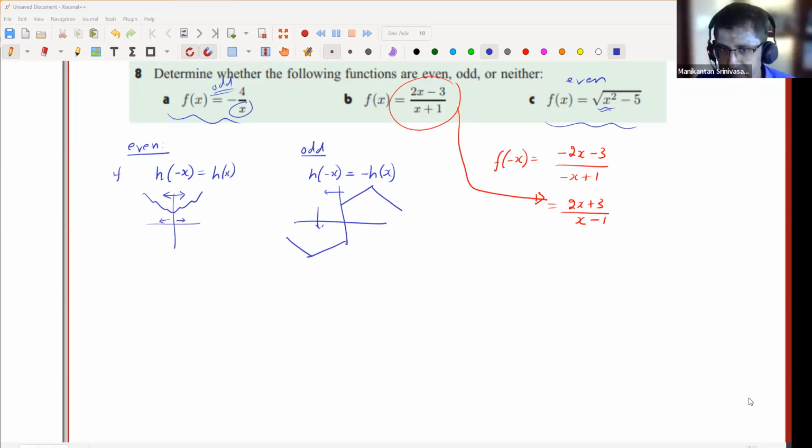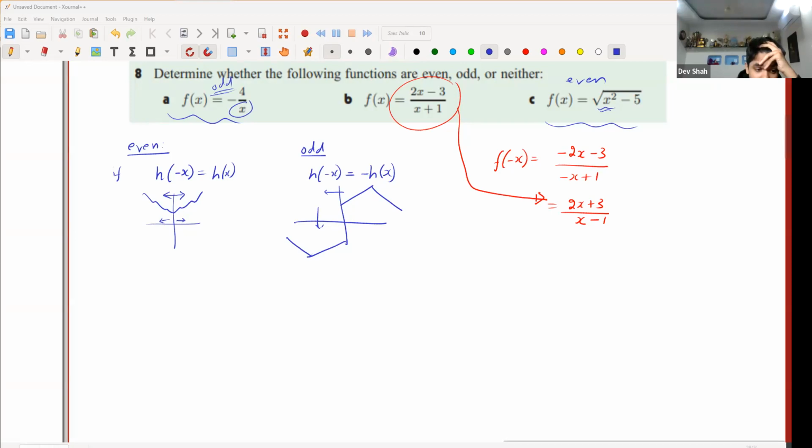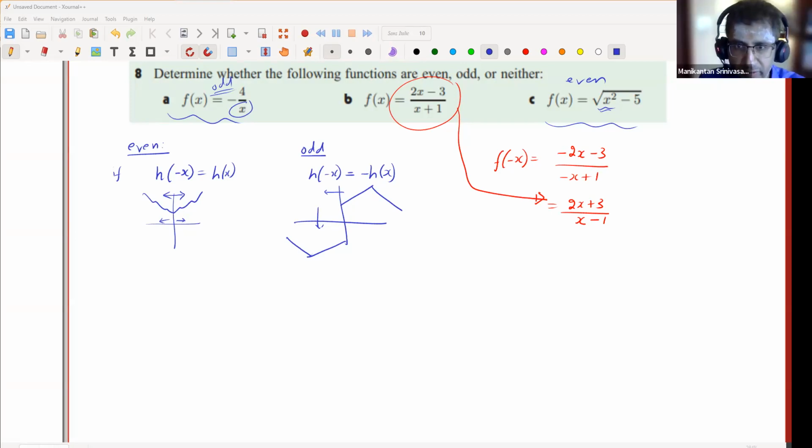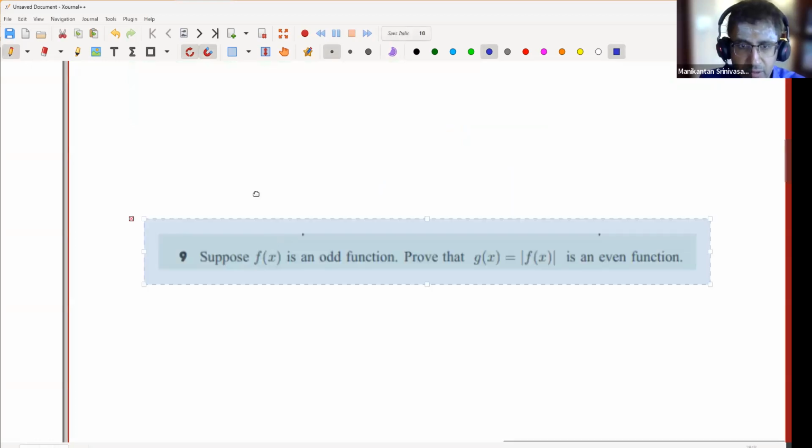Dev. So I have 2C9. And also, I don't know how to draw, without a calculator, a 1 over f of x function. I don't know how to plot the points. Okay, all right. Reciprocal function. So 2C9, question 9. Prove that f of x is an odd function. Prove that mod of f of x is an even function. Is this the one?